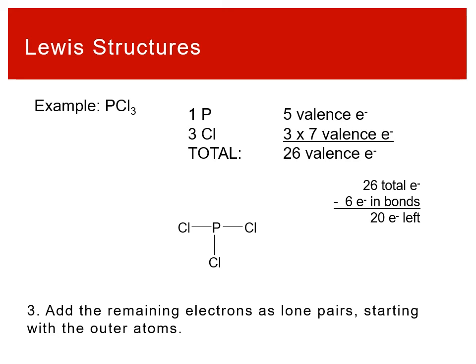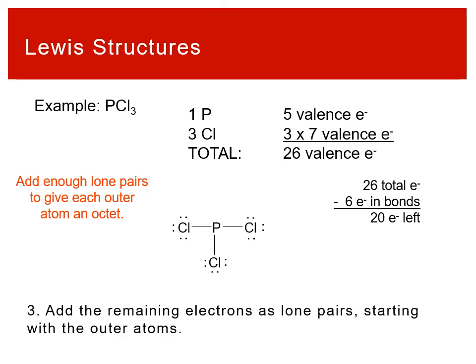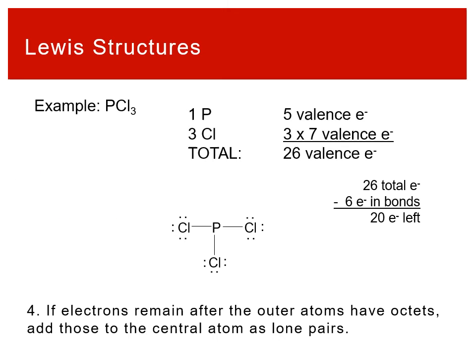My outer atoms of chlorine each have 1 bond. That is 2 electrons. They all need 6 more, which means they will need 3 lone pairs. That's true of all of these chlorine atoms. I add enough lone pairs to give each outer atom an octet. Fill them up. And if I'm using single bonds, it's always going to be 6 here. So we assigned those as lone pairs.